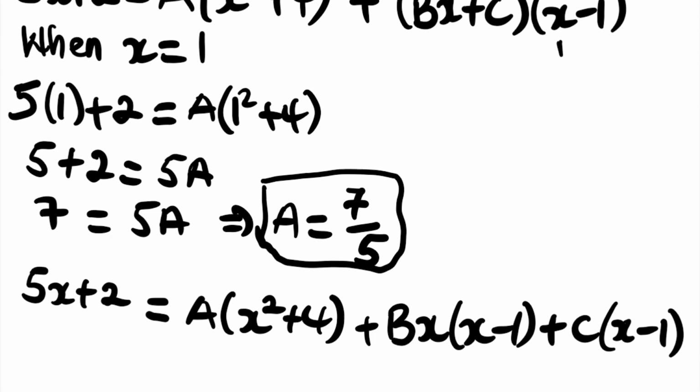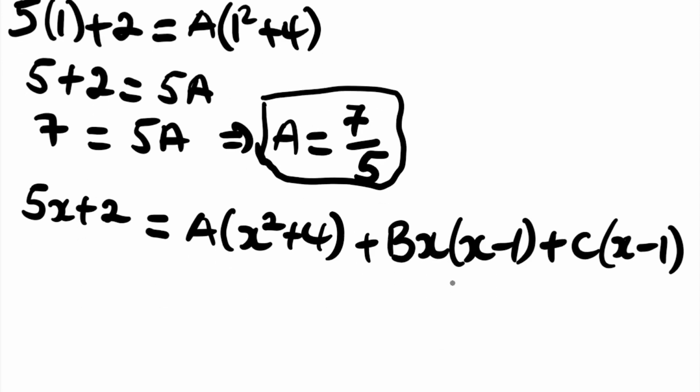I know the value for A already. I want to eliminate B so that I can focus on getting C first. How do I know B will go out? If I make x here 0, then Bx will be 0 times everything here, so this entire thing will turn 0. So when x equals 0 and A equals 7 over 5.